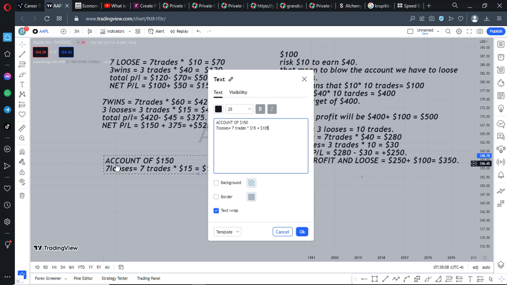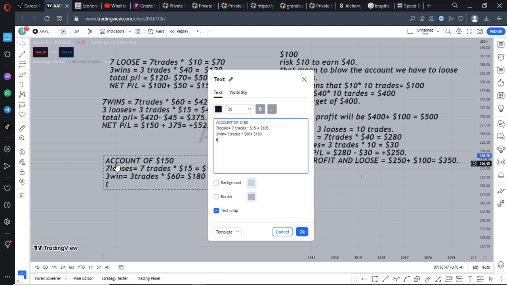All right, so let's see what happens if we have 3 wins. So 3 wins is equal to 3 trades times, remember we are to target a profit of $60, right? So that will be plus 3 times $60, and then that should be what? That should be $180. All right, so put on our dollar, we have $180.